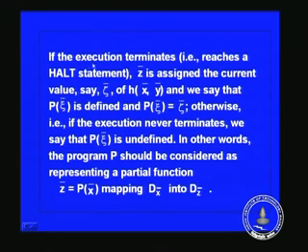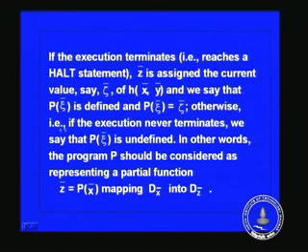If the execution terminates, that is, if it reaches a halt statement, z bar is assigned the current value, say zeta bar, of h of x bar y bar. When it reaches a particular point, x bar is never changed, y bar will have a particular value when the control reaches that point. Then h of x bar y bar will give you some particular value that is assigned to zeta bar. We say that P of psi bar is defined and P of psi bar is equal to zeta bar.